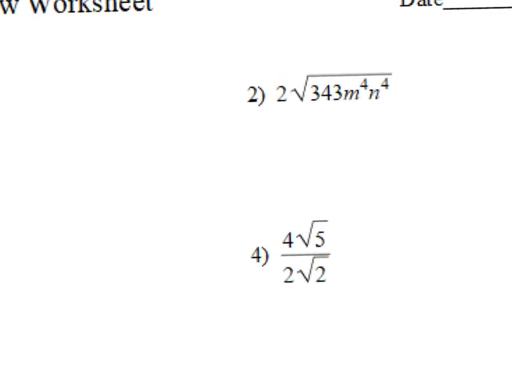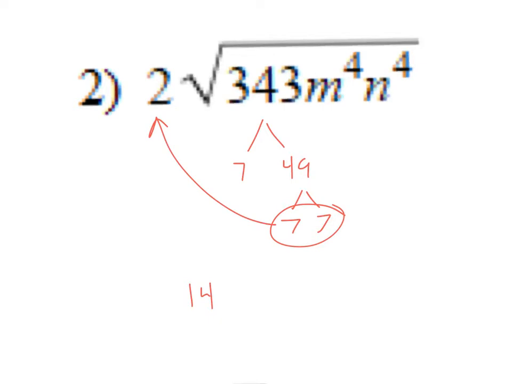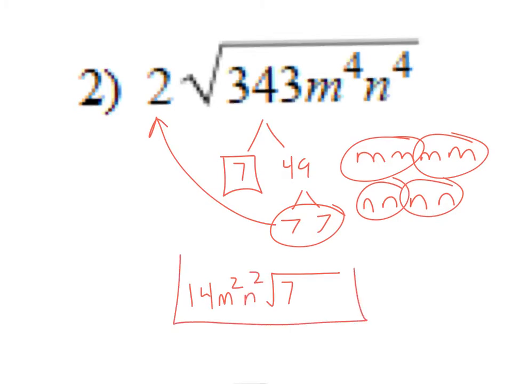All right, number 2. We're going to break down 343. So 343 is divisible by 7. So this will go to 7 and 49, and then 49 will go to 7 and 7. So a pair of 7s will move out, so I'm going to have 14 on the outside. You have this 7 left over, so he's left on the inside. Now on your variables, you've got m to the 4th. So again, when I'm looking at that, we've got 2 m's. So m squared, nothing left on the inside. And it'll be the same thing with the n's. I've got 2 pairs that moved out, so none left over on the inside.